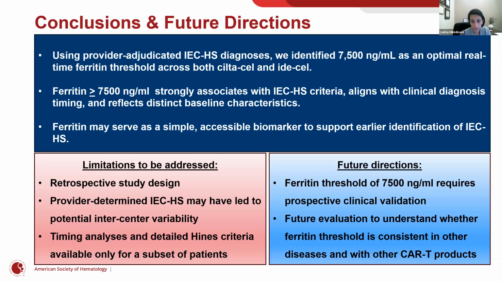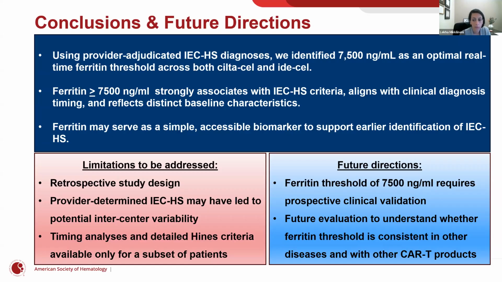It is a retrospective design where the diagnoses of IEC-HS were provider adjudicated. There's also inter-provider and center variability in how they diagnosed IEC-HS. And in addition, providers may have used ferritin as part of their diagnostic reasoning, although the Hines et al. criteria does not outline an optimal threshold for diagnosis. The other limitations include the fact that the timing of the max ferritin, IEC-HS diagnosis, and detailed Hines criteria were only really available in a subset of patients.